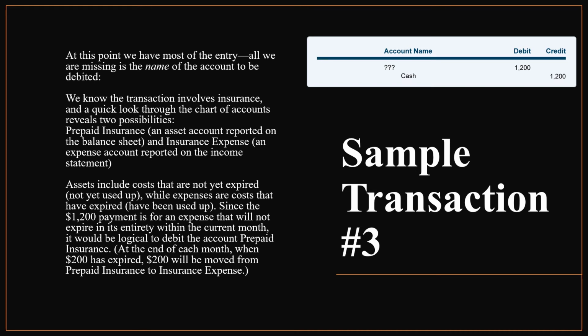have been used up. Since the $1,200 payment is for an expense that will not expire in its entirety within the current month, it would be logical to debit the account prepaid insurance. At the end of each month, when $200 has expired, $200 will be moved from prepaid insurance to insurance expense. So, this is how the entry in the general journal format looks.